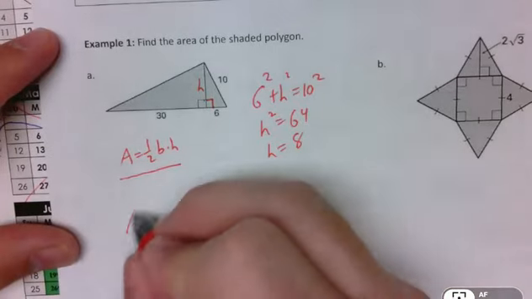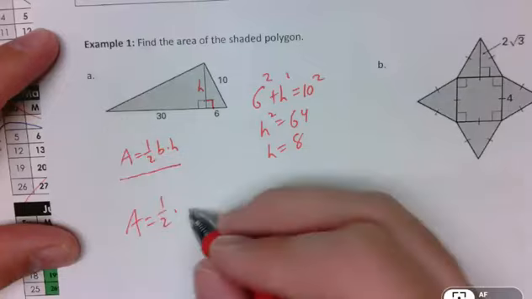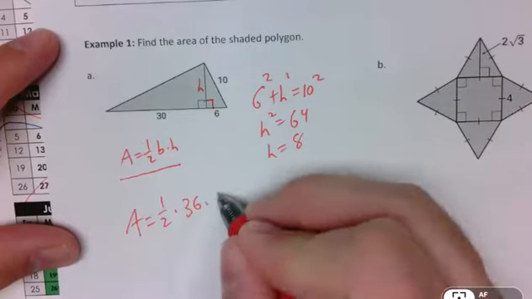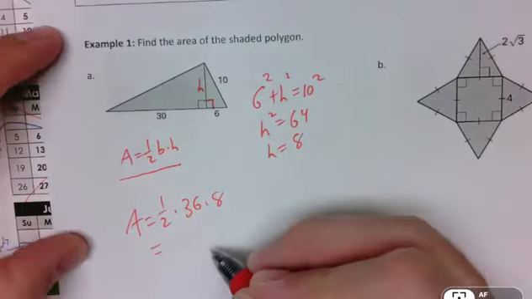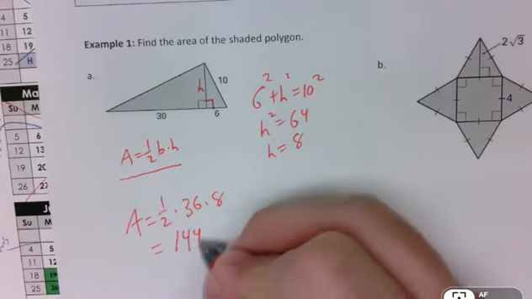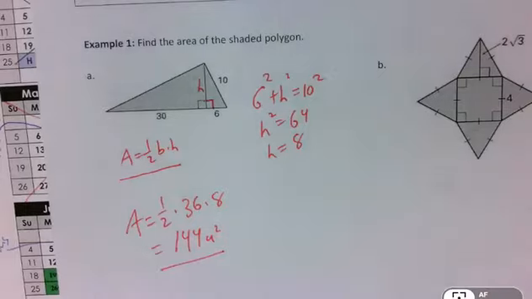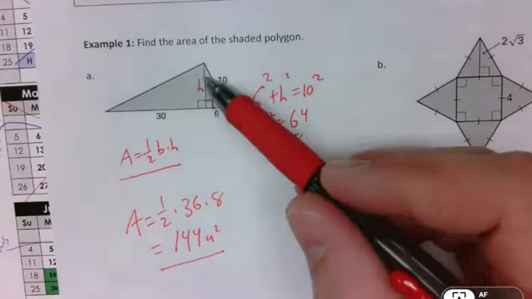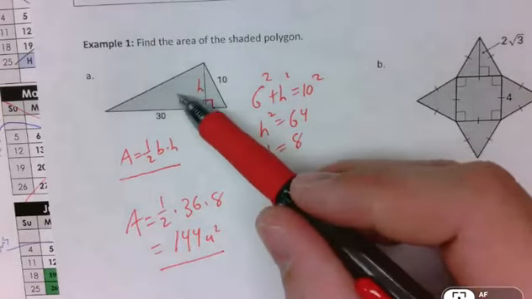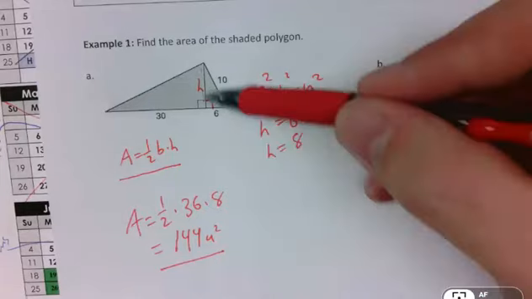The area of the triangle is 1/2 the base, which again is 30 and the 6 together, 36, times the 8. Clean that up, it ends up being 144, and it's area, so it's square units. And there's the area of your triangle. Now you could technically do the area of the left-hand triangle and the area of the right-hand triangle and add them together, that's fine, but you still needed the height.